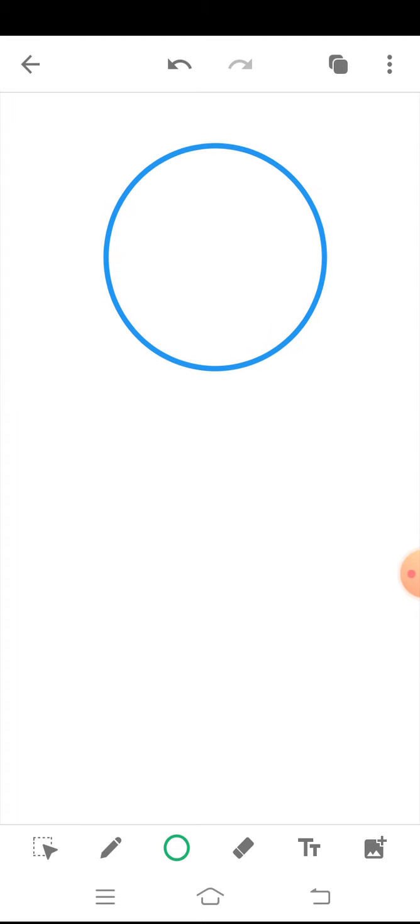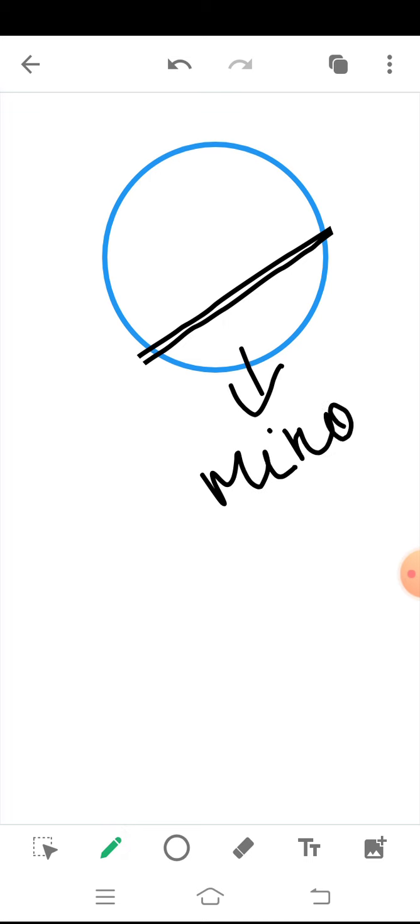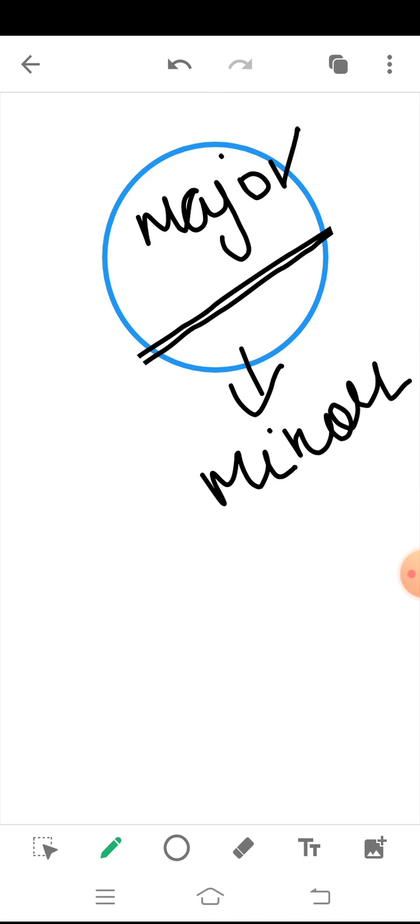There are two types of segments, major segment and minor segment. So for that I am drawing a circle again, and this is a minor segment. Sorry, I've done it wrong. This is known as the minor segment, and this is the major. So you have to just remember this. I'm marking it Q, A, B. You can name it. And this is P. Okay.